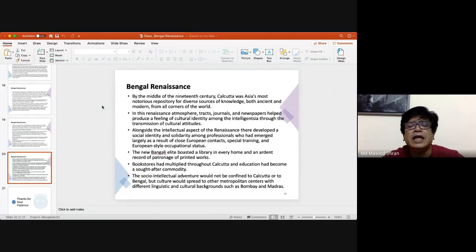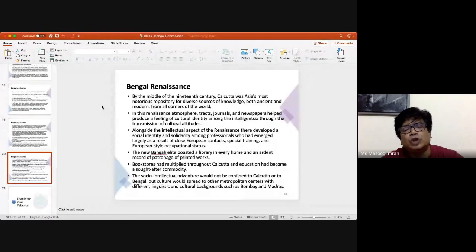So from the Bengal Renaissance, we started to find, and till date in Dhaka, that every elite class person has their own library and other things. And it's also the expression of elitism till date. So bookstores had multiplied throughout Calcutta, and education had become a sought after commodity. So even these days, if you have a chance to visit Calcutta, please try to visit College Street, and there you will find bookshops 100 years old, near about 200 years old, which are still operating in the same manner.